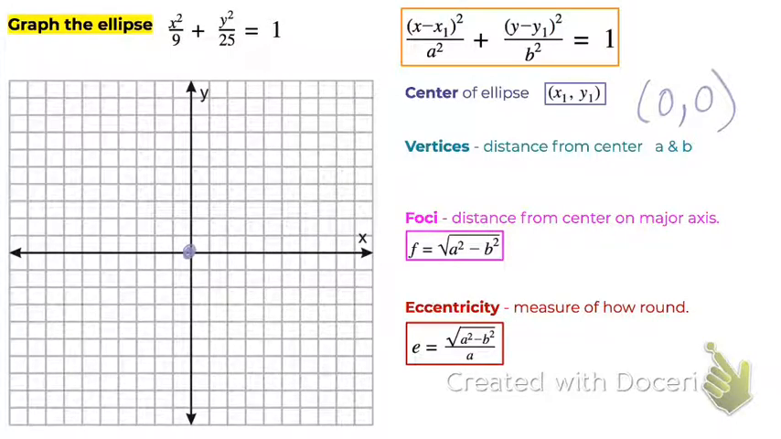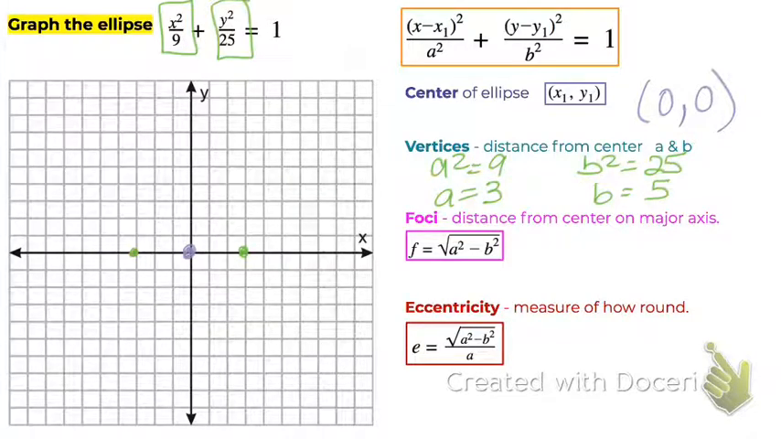And we know the distance, in this case, the a squared is 9, so a is 3. This is saying that the distance going right and left from the center is 3. And then if b squared is 25, we know b is 5. This is saying the distance going up and down is 5. So this is a vertical ellipse. The major axis, the longer axis within our ellipse, is going up and down.